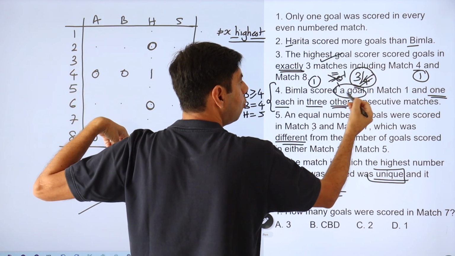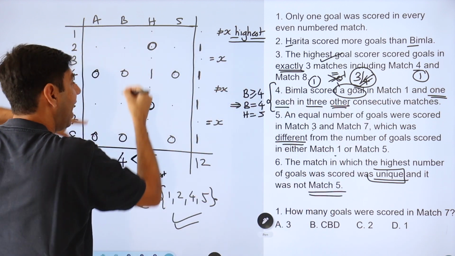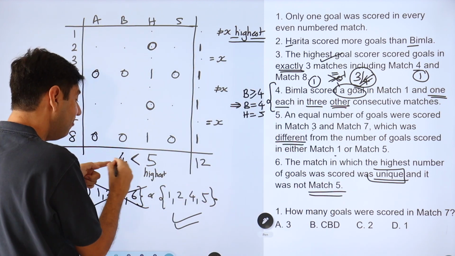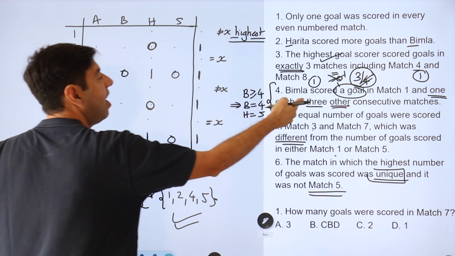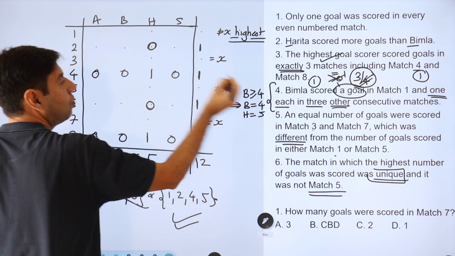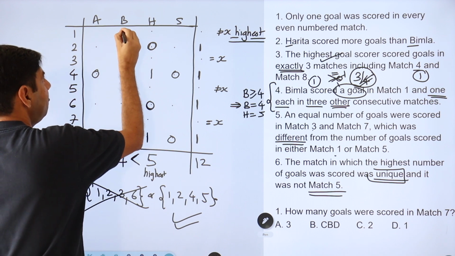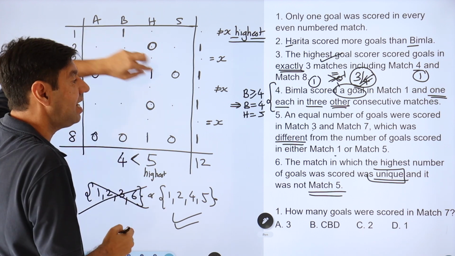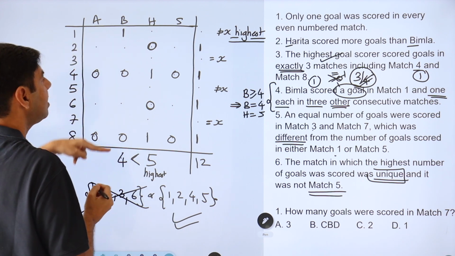Now Bimla scored a goal in match 1 and 3. So somehow, even if I've done very well, I miss out sometimes. Having got to know this 4 or 5, I should have known that Bimla has scored a goal means just 1 goal. We found that from reasoning. Okay, 1 goal over there and 3 other in consecutive. Where are the 3 consecutive?